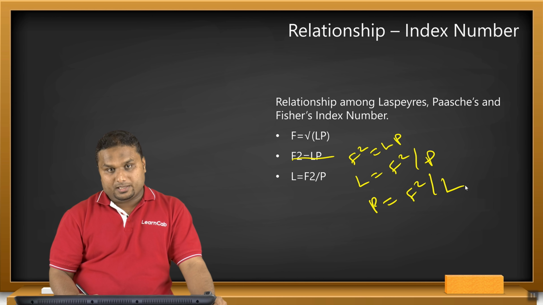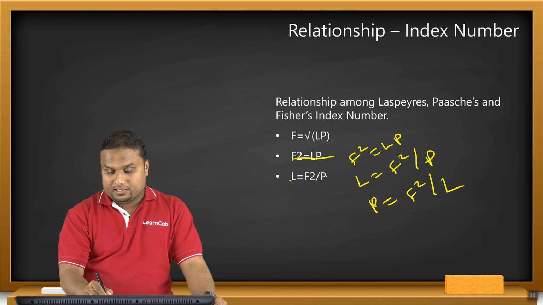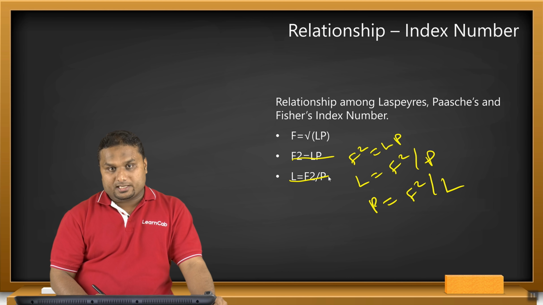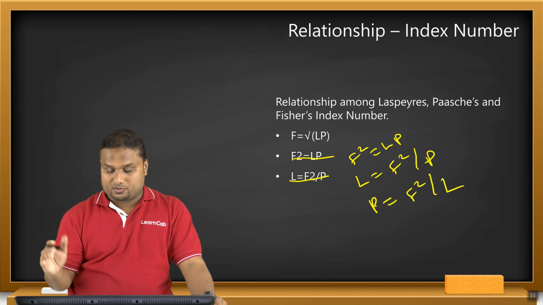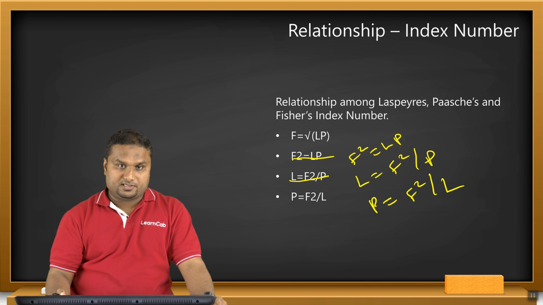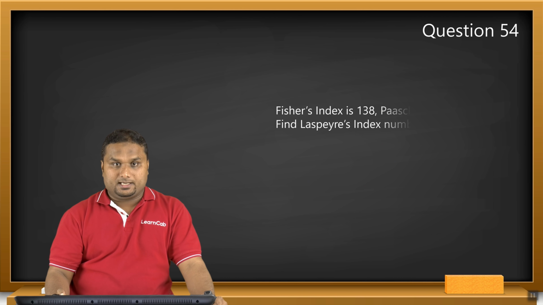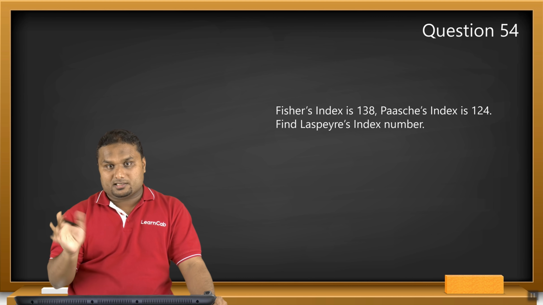In your exam they may ask some questions like this. Fisher's index number is 136, Laspeyres index number is 130, find Paasche's. So Paasche's is equal to Fisher's square divided by Laspeyres. They can ask questions like that. Let's see one question. Fisher's index number is 138, Paasche's index number is 124, find Laspeyres index number. This is the question.